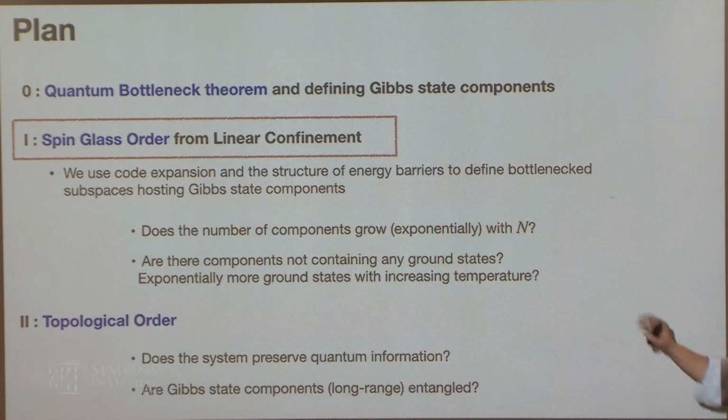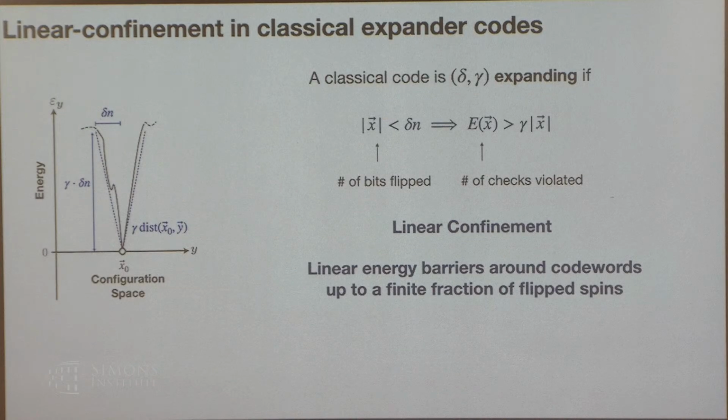Okay, so now I want to use this linear confinement to actually derive these for these specific models. Okay, so this is visually a little bit easier. I have a classical expander code, and this code is called delta gamma expanding. Actually, I don't know if this is the right language, but this is what I'm going to call it.